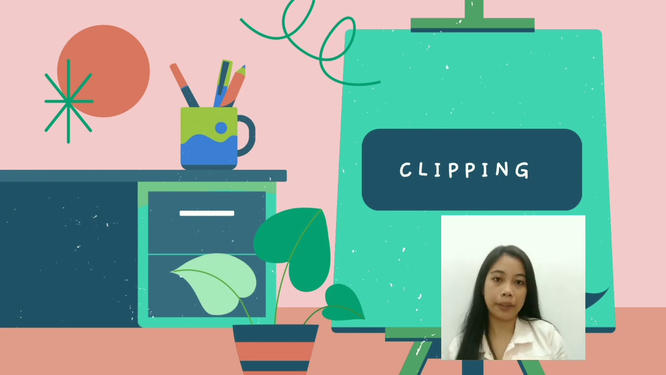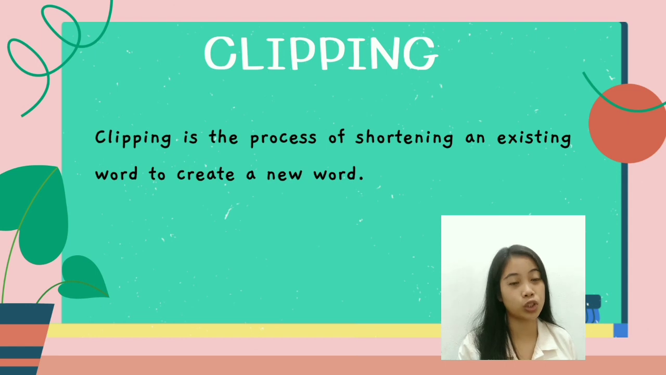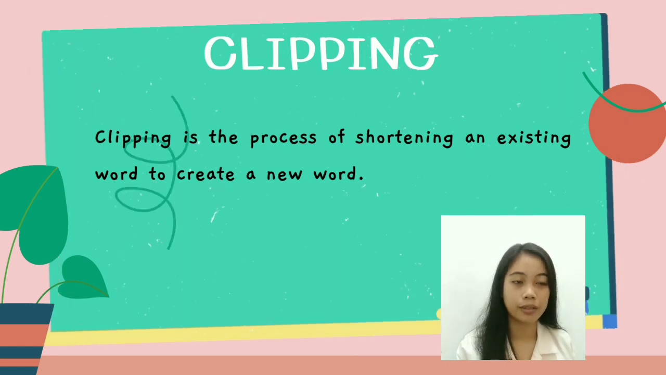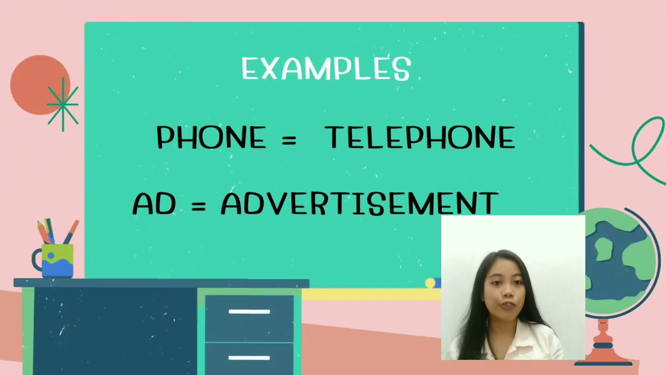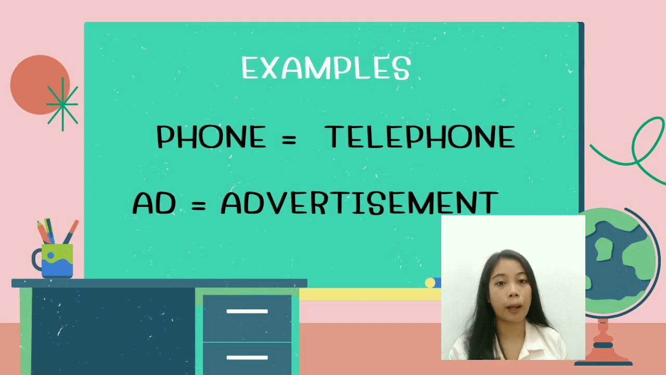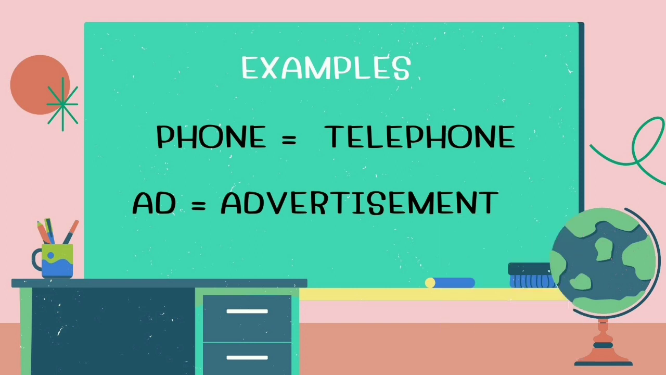Another one is clipping. Clipping is the process of shortening an existing word to create a new word. For example, phone is a clipped version of telephone, and ad is a clipped version of advertisement. Clipping can occur with any part of speech, and it is often used to create slang or colloquial terms.